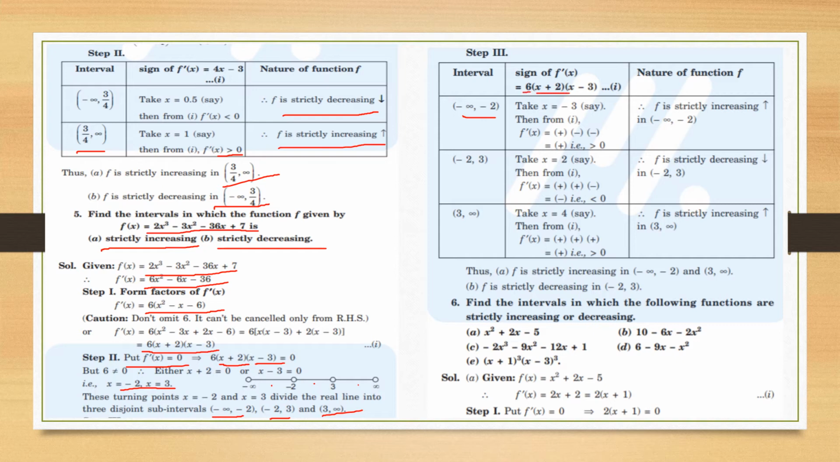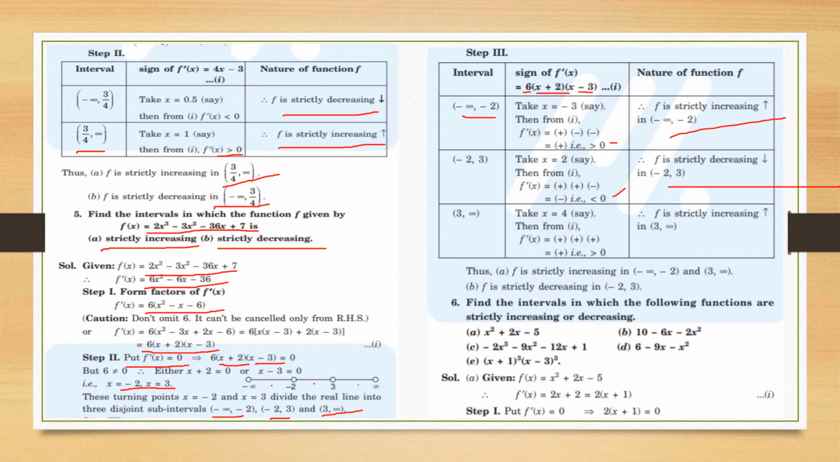This is negative. Okay. This is negative, so the overall result is positive. My function is strictly increasing in this interval. And between -2 and 3, I can take 2. And here the function is positive times negative, so negative, and my function is strictly decreasing.